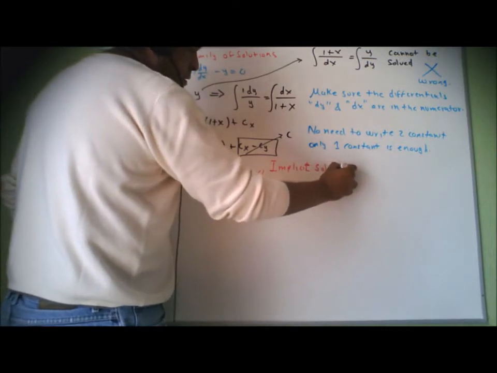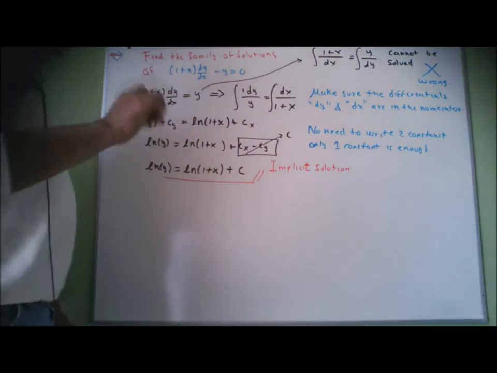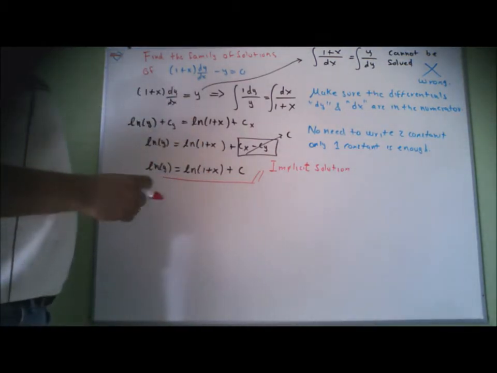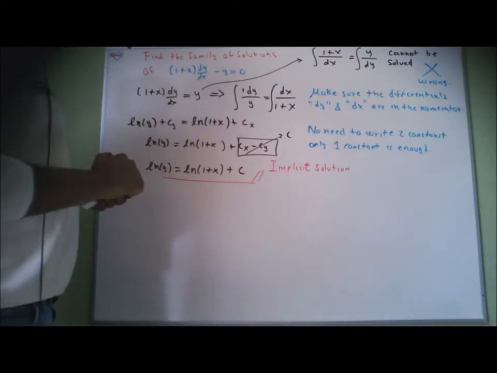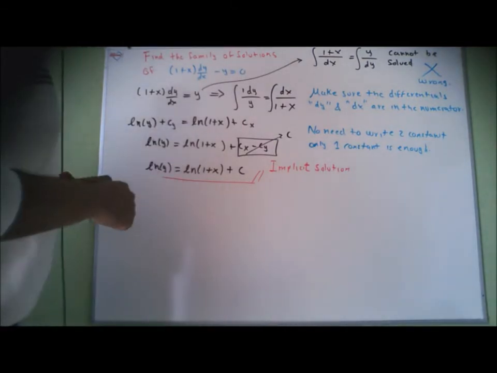And it is a family of solutions because you have the constant. Now, is it possible to clear the y? To clear the y is to get to the explicit solution. And the answer is yes, we can clear the y. It's not difficult, so we are going to seek the explicit solution.